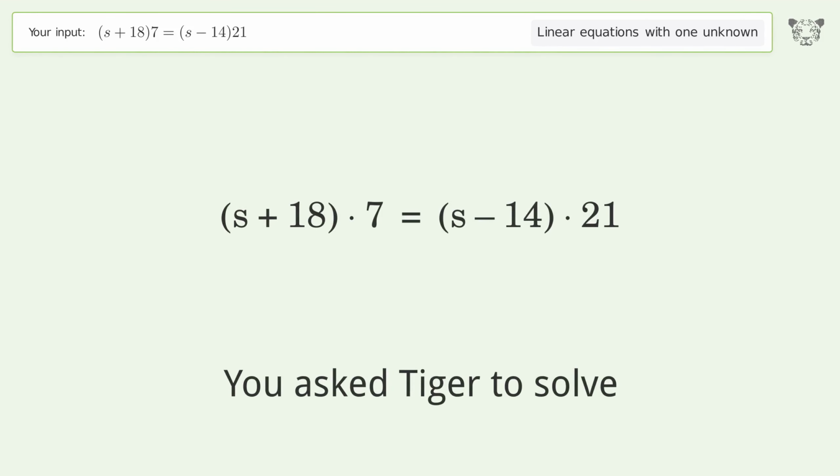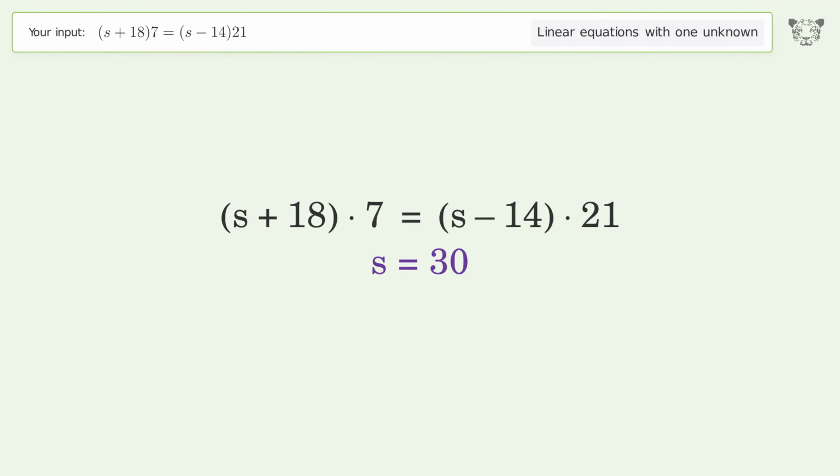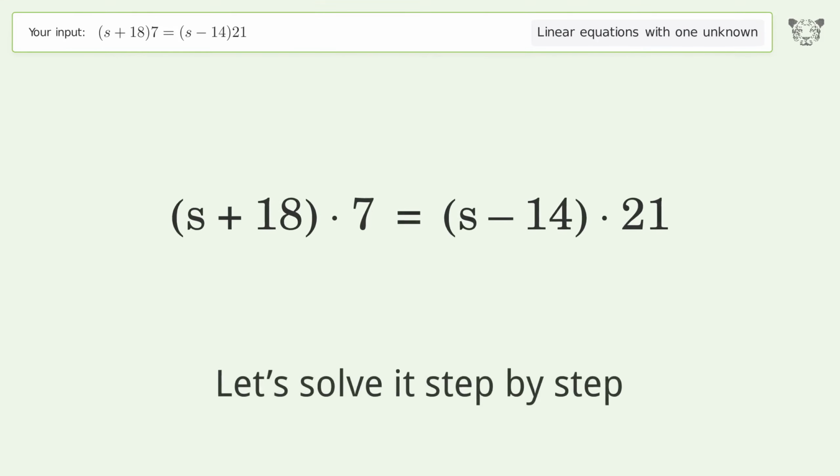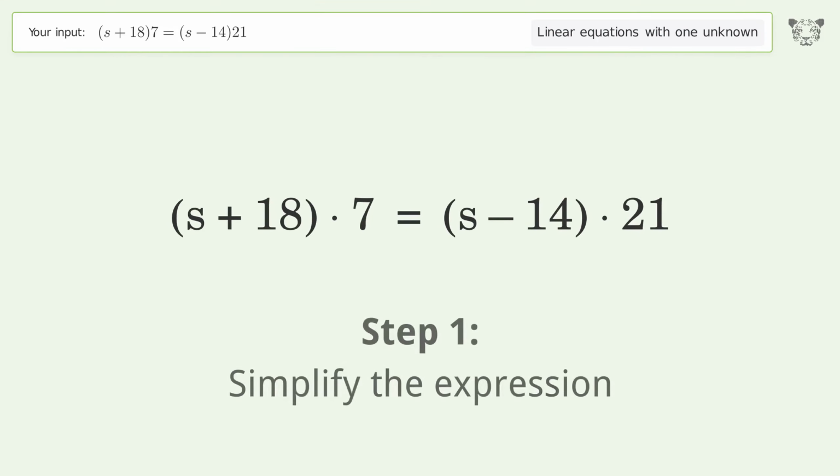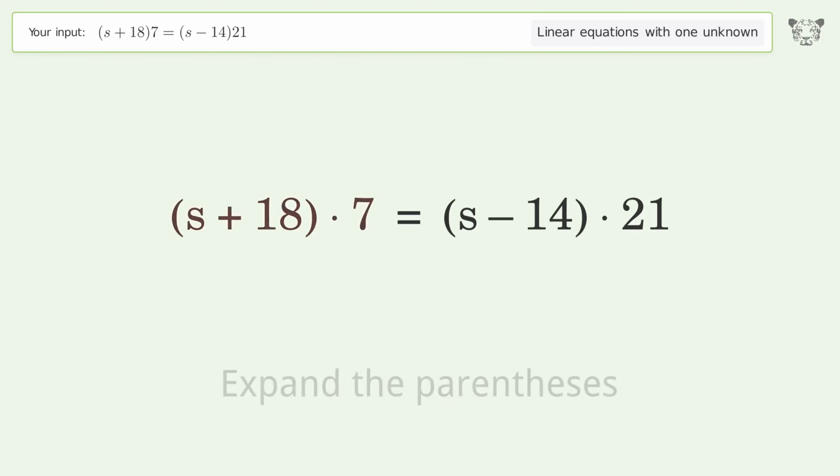You ask Tiger to solve. This deals with linear equations with one unknown. The final result is s equals 30. Let's solve it step by step. Simplify the expression. Expand the parentheses.